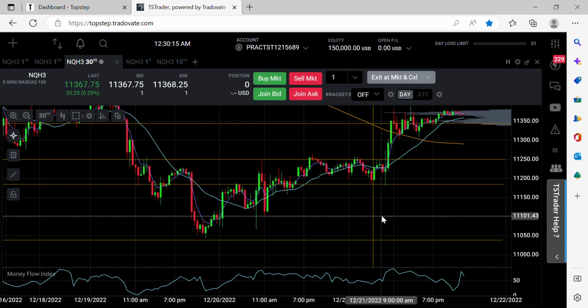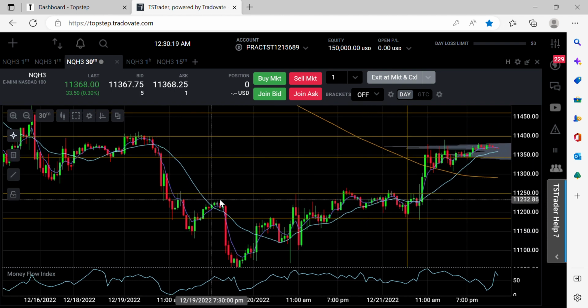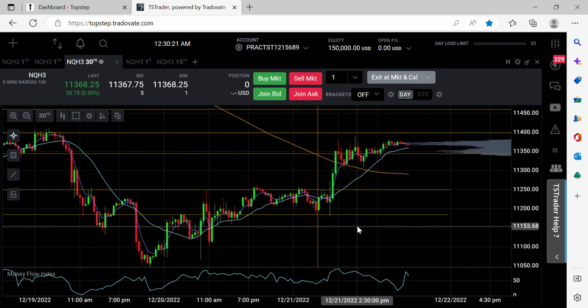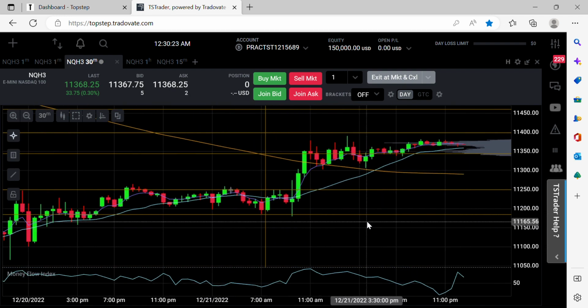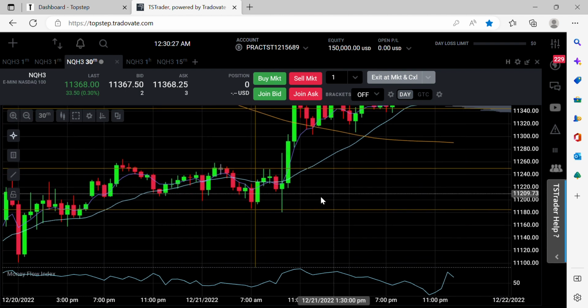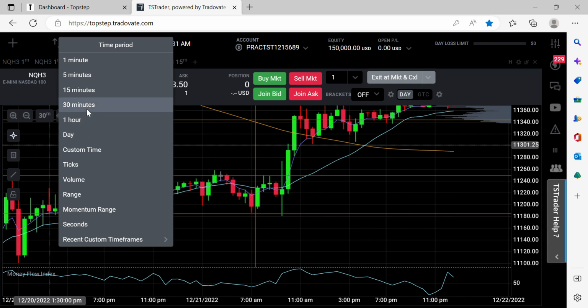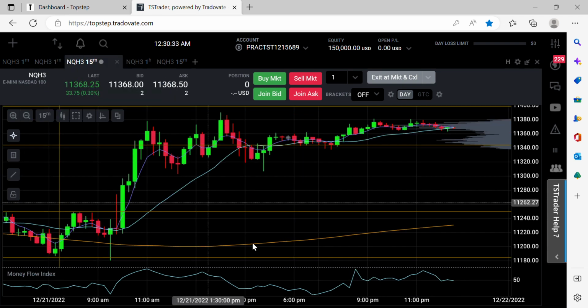We have support here, and just multiple lines. So let's get into the daily, shall we? So I pretty much wake up, and I like trading the smaller time frames.